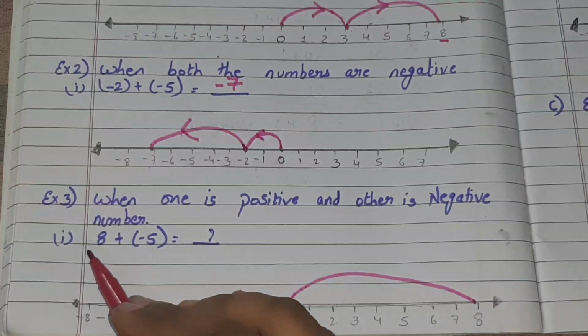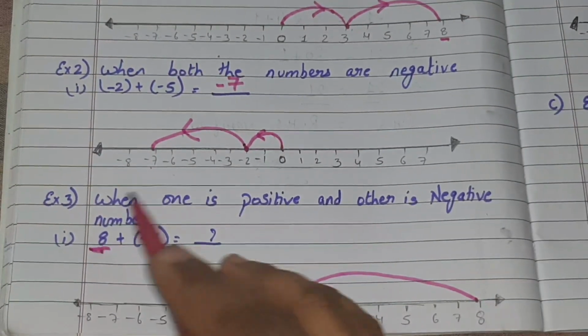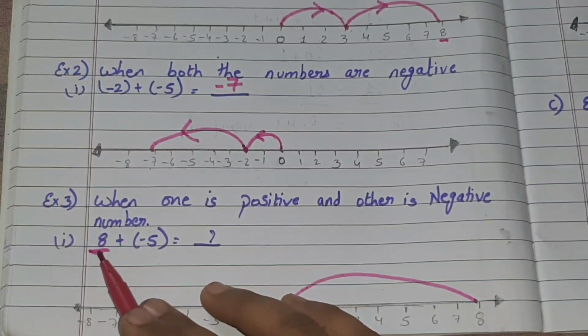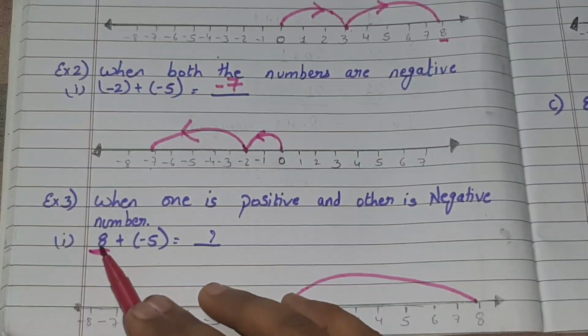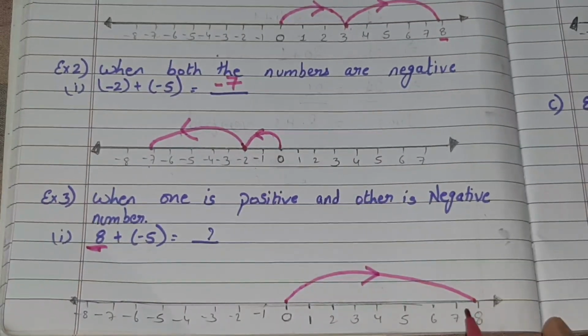Why? Because the positive sign is there. If the negative sign is there, we will do it some other way. But here it is said that 8 is positive. So where will we start? We will take 0 to 8.